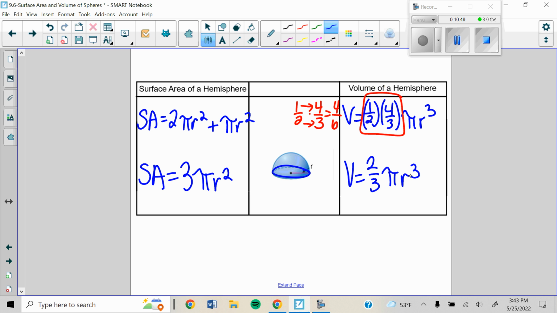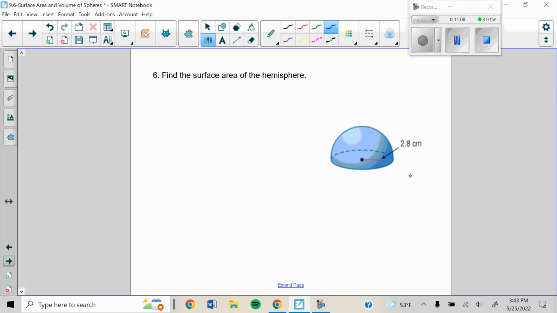So similar to the first sphere, and a little bit different for the hemisphere. I just realized there's no picture on the formula sheet for these two, so just go ahead and write these two next to the sphere box. All right, let's go ahead and utilize those formulas.